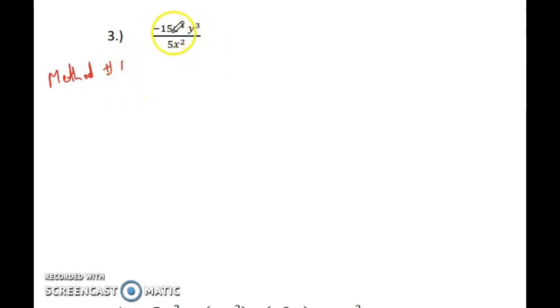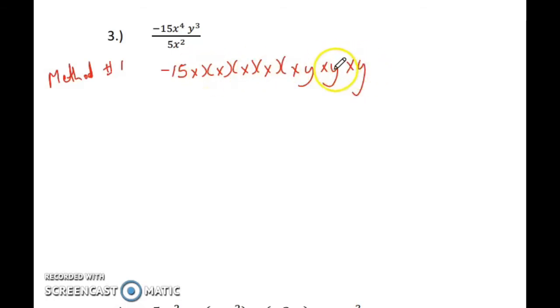So here I have -15x to the 4th y to the 3rd over 5x to the 2nd. So I'm just going to expand the information that I have above. So -15, I'm going to multiply x 4 times. And I use common x for my letter and regular x for my multiplication. And when you're doing this, you check to see that you have your correct number. So 1, 2, 3, 1, 2, 3, 4.